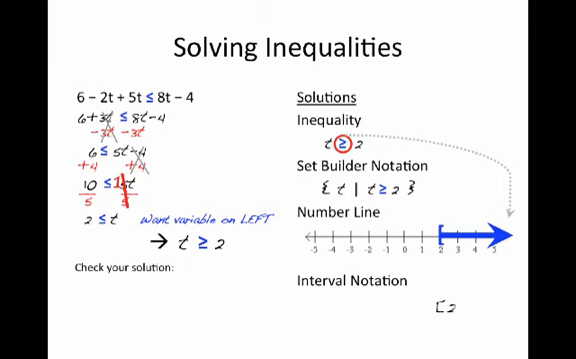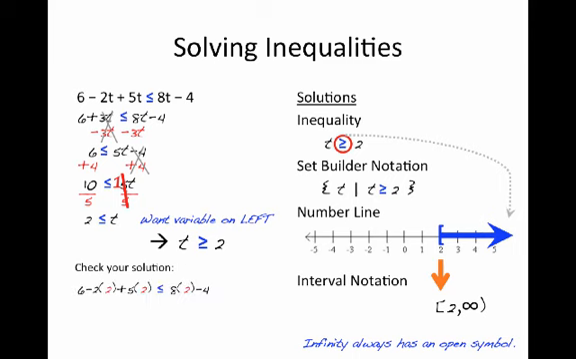In interval notation, I start with the square bracket. It lines up with my number line. Start with the value 2, go to infinity. Infinity always has an open symbol. Notice that my number line and my interval notation line up. I start both of them with that square bracket, and infinity always has the open symbol.